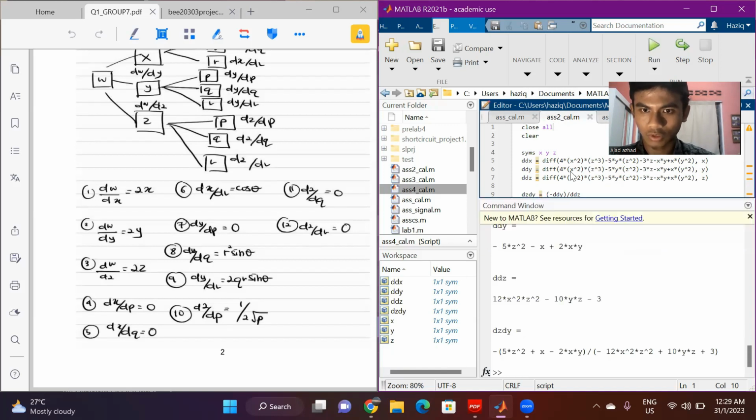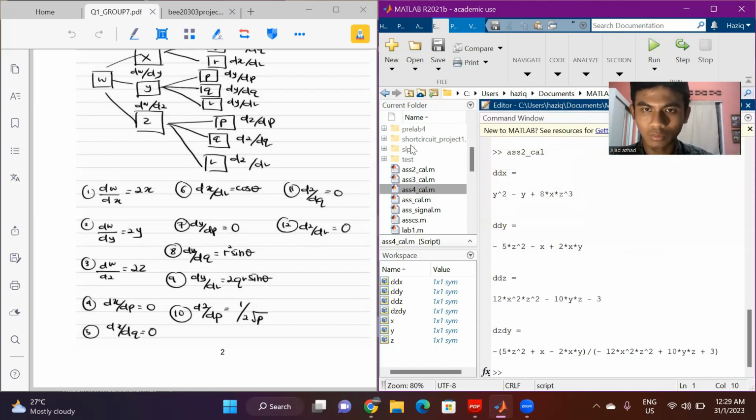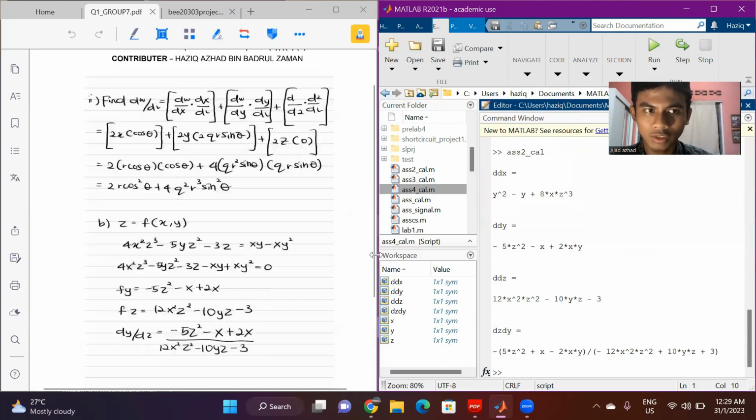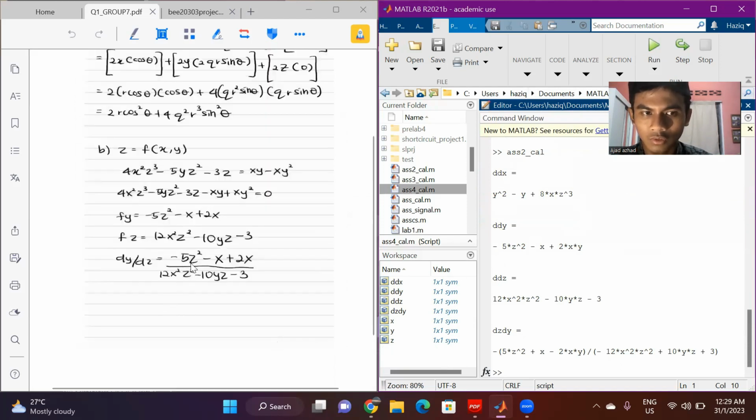As you can see from the command window, we also get the same answer, which is negative 5z squared plus x minus 2xy, divided by negative 12x squared z squared plus 10yz plus 3.